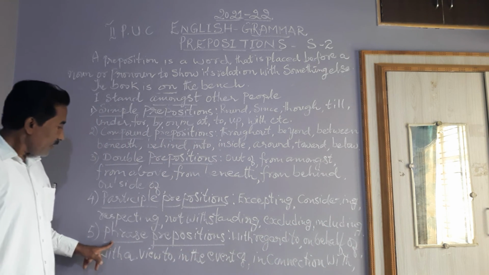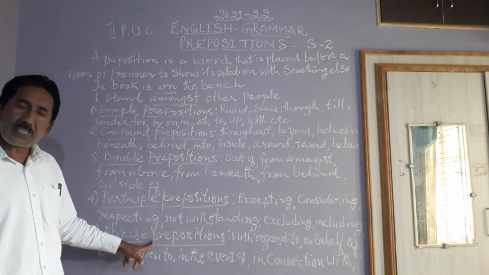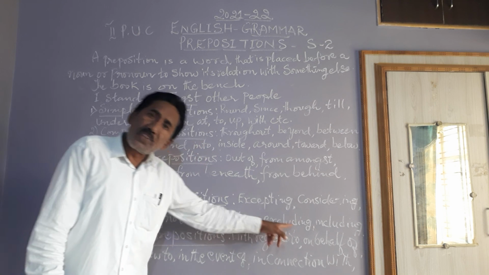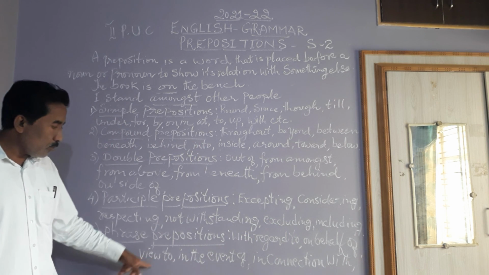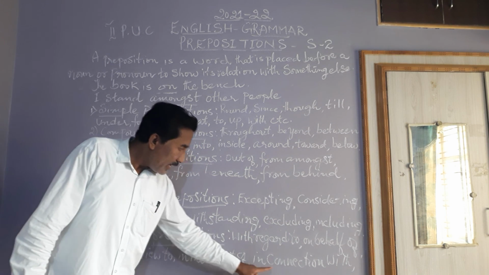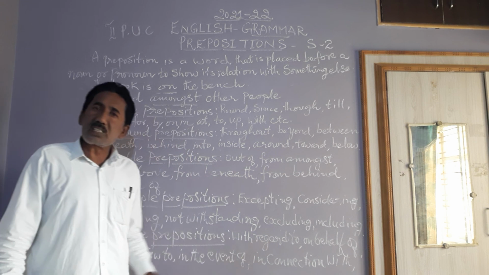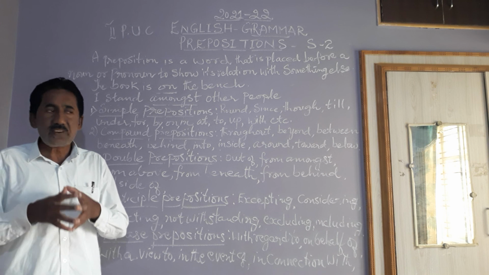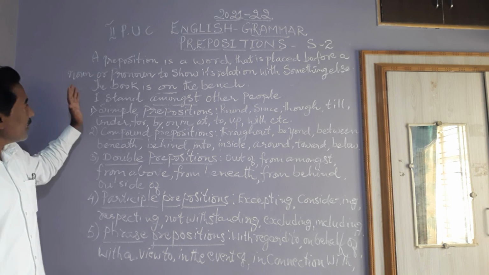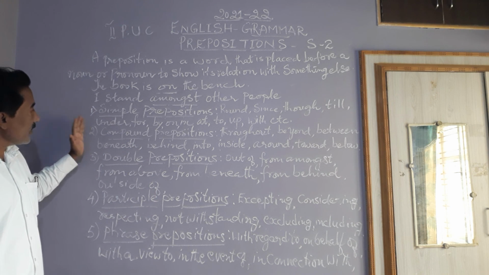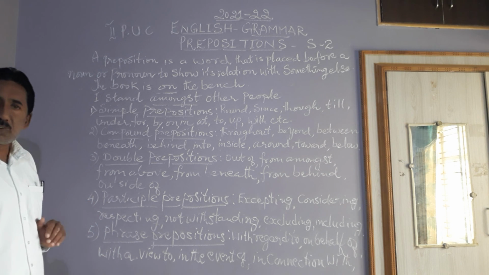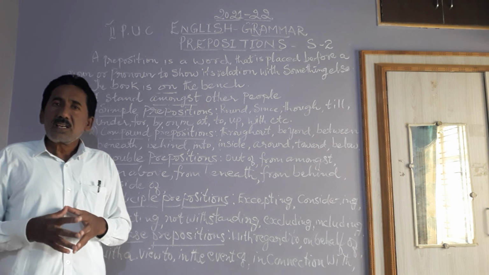So finally, phrasal prepositions. Look at this one: with regard to, in accordance with, on behalf of, with a view to, in the event of, in connection with, in accordance with. So these are some of the important prepositions classified under 5 heads, namely simple prepositions, compound prepositions, double prepositions, participle prepositions, and phrase prepositions.